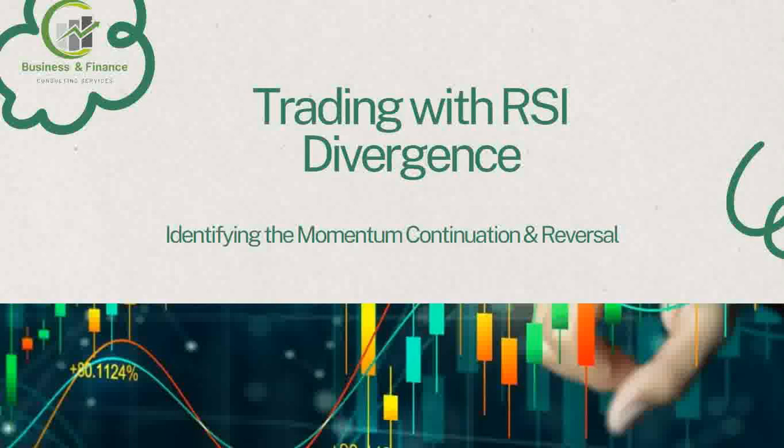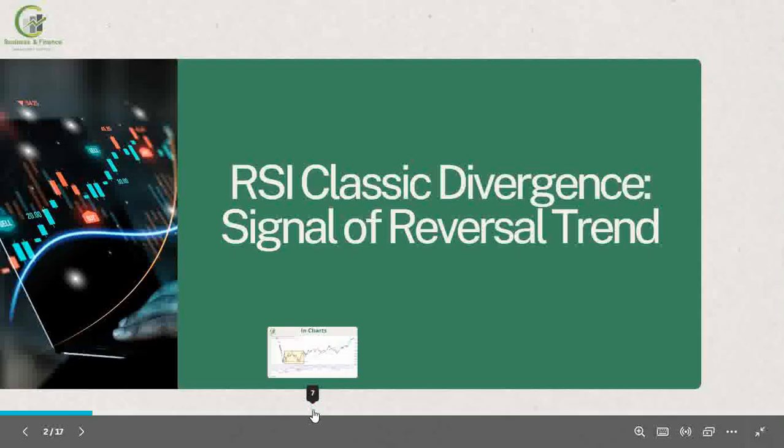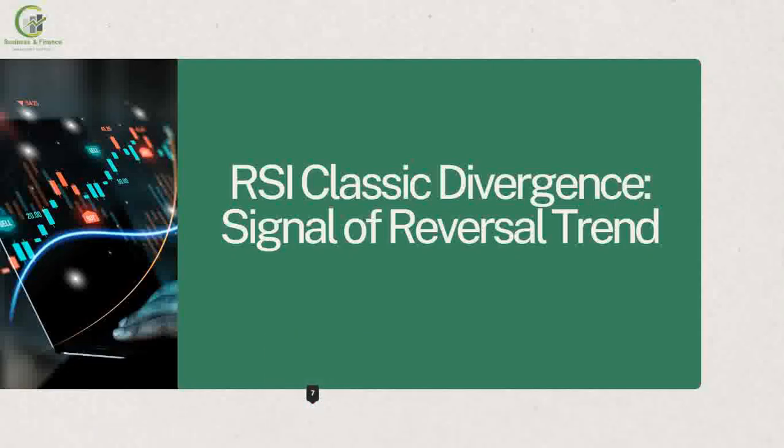And today we will discuss the third advanced level of the RSI indicator, RSI divergence, which can help us identify momentum continuation or reversal of the trend. So let's get started. RSI classic divergence, also called regular RSI divergence, is a signal of trend reversal from bearish to bullish, or from bullish to bearish.